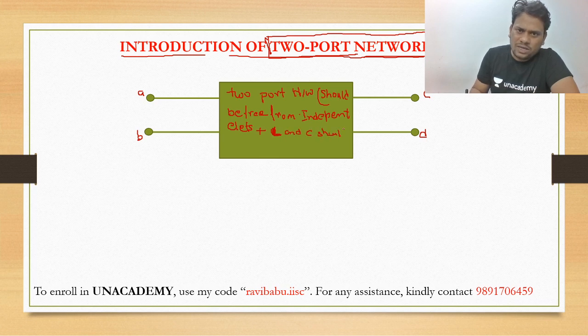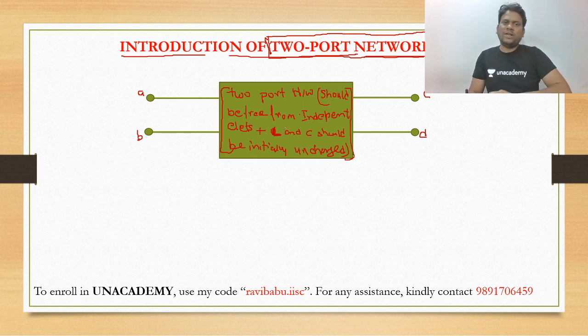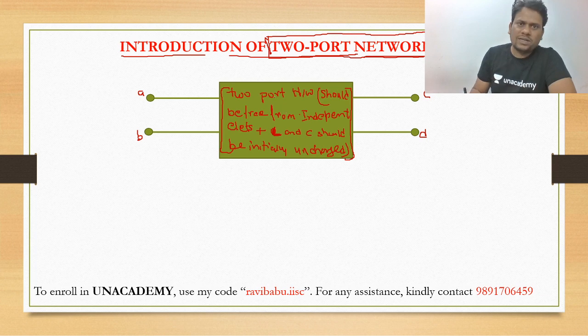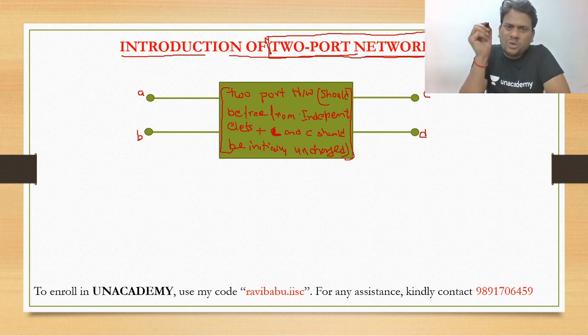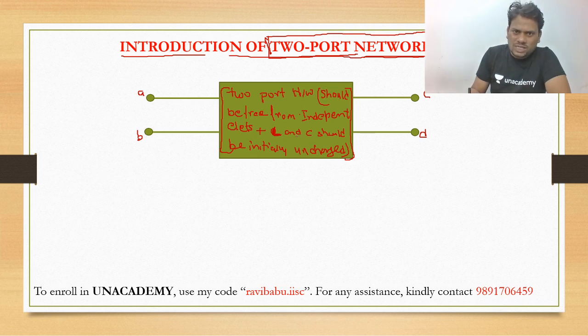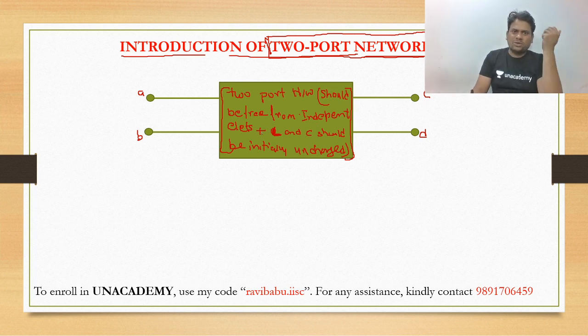should be initially uncharged. That is the first property, which is very important related to two-port network. So dear friend, this two-port system should be free from independent elements, for example voltage source, current source, either AC or DC, and L and C also should be initially uncharged. Till now it is clear to all.